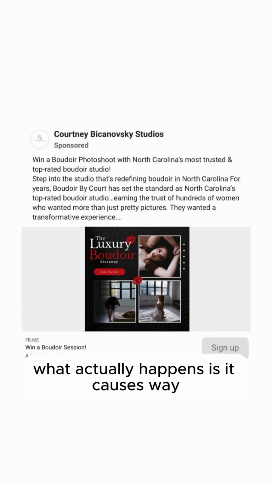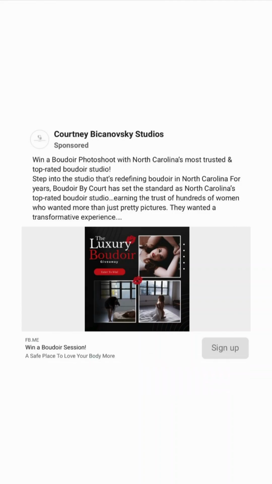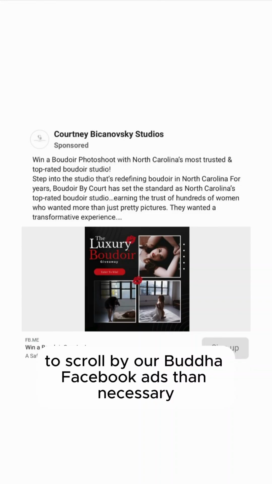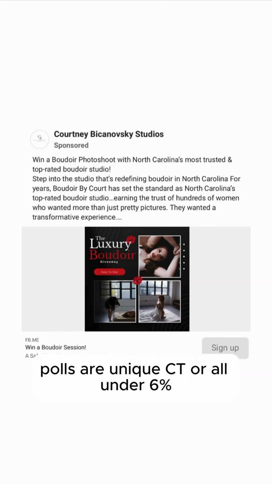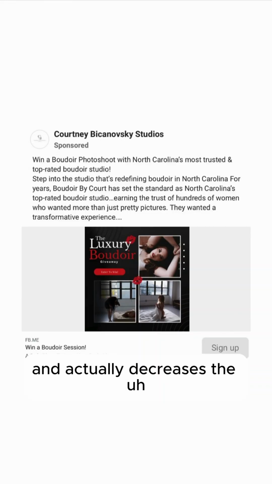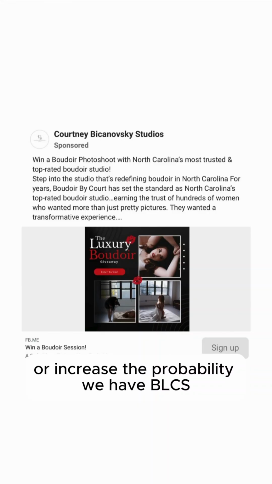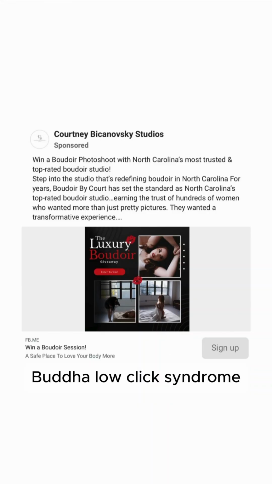What actually happens is it causes way more women to scroll by our Boudoir Facebook ads than necessary, pulls our unique CTR all under 6%, and increases the probability we have BLCS, Boudoir low click syndrome.